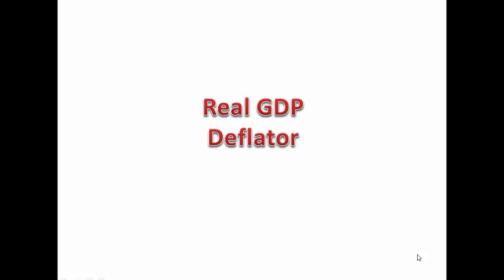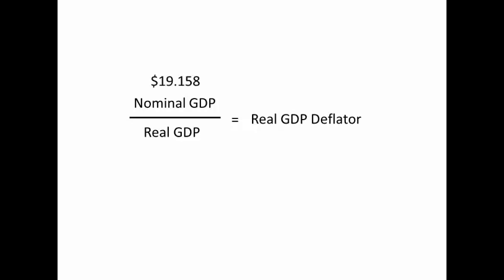Real GDP deflator. The formula for the real GDP deflator is nominal GDP divided by real GDP, and this will give you the real GDP deflator. Let's go ahead and plug in some numbers here. Let's say that the nominal GDP, which includes inflation, is $19.158 trillion, and that the real GDP that doesn't include inflation or expected inflation is 18.6. Figure for the real GDP deflator.